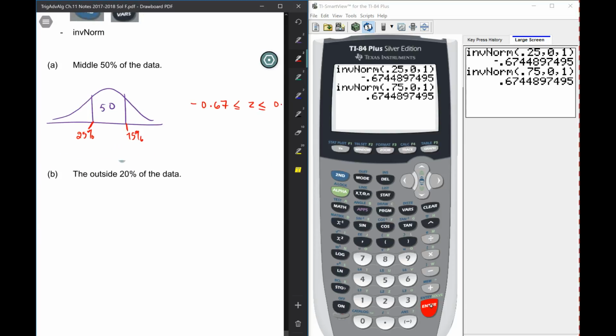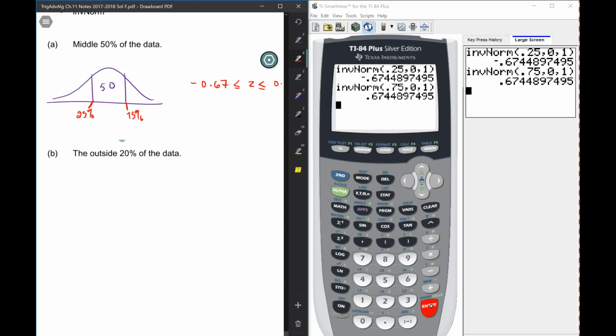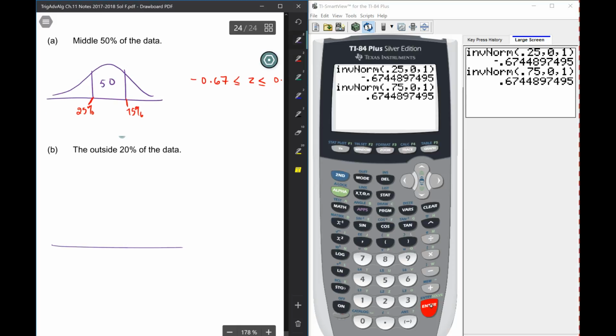Now we want the outside 20% of the data. So that means, first of all, if it's 20%, then inside you have 80%. So here you have 80%. What you want is the outside 20%, so this and this. Now, how do I find these points? If inside is 80% and outside is 20, basically it's going to be the outside divided by 2. So 10%, 10%.